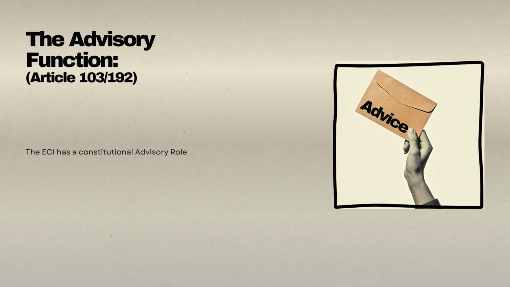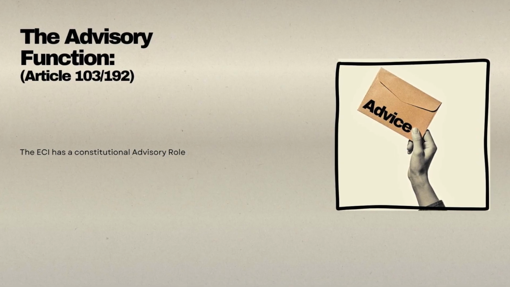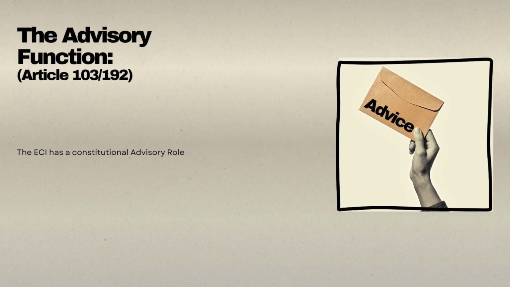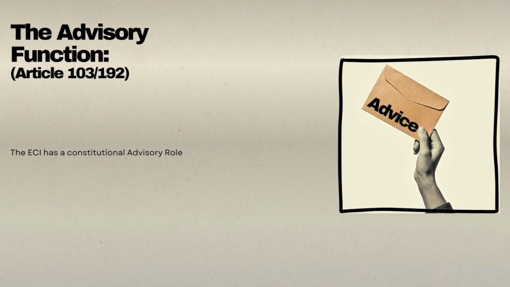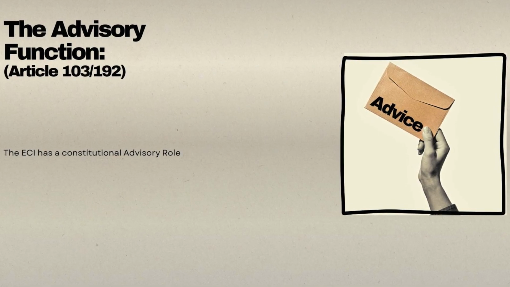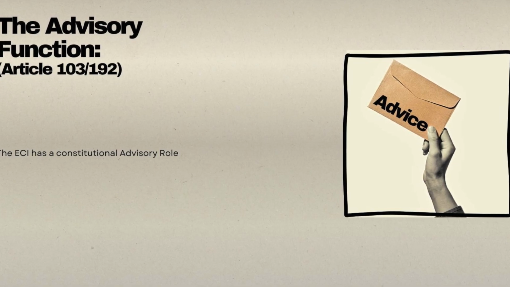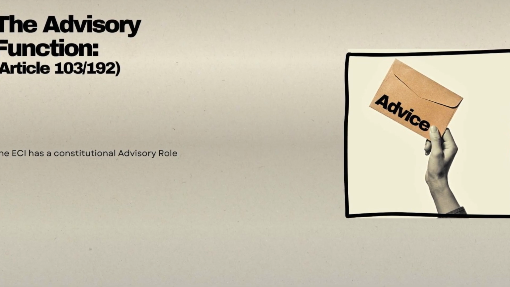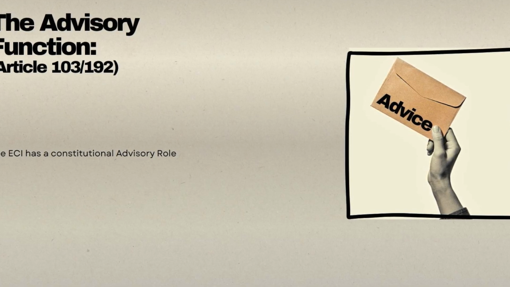Under Articles 103 and 192, the ECI advises the President and governors on whether sitting legislators should be disqualified. Its quasi-judicial power allows it to settle disputes like party symbol conflicts. This judicial function is crucial, as it protects the integrity of the process and reinforces the ECI's status as an independent legal authority, integral to the basic structure of the Constitution.